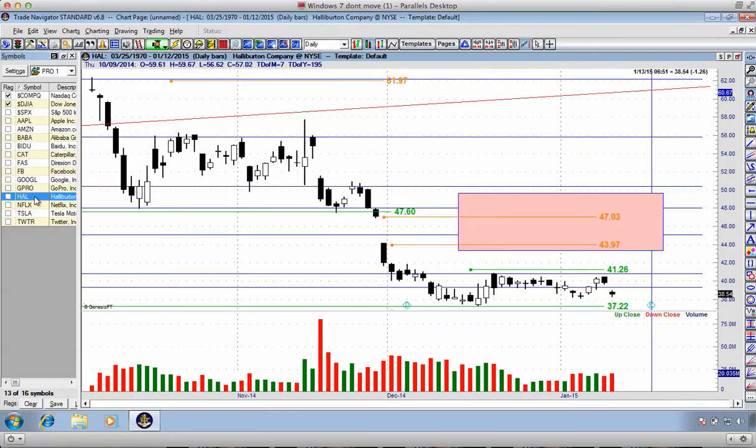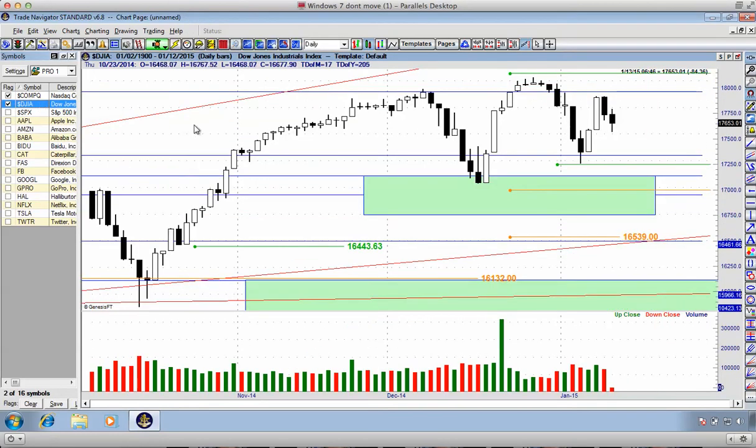Halliburton is still stuck in that Bollinger Band squeeze. We haven't got that decisive break yet. We soon will. I hope it occurs before earnings. So that's, again, a bit of an update.